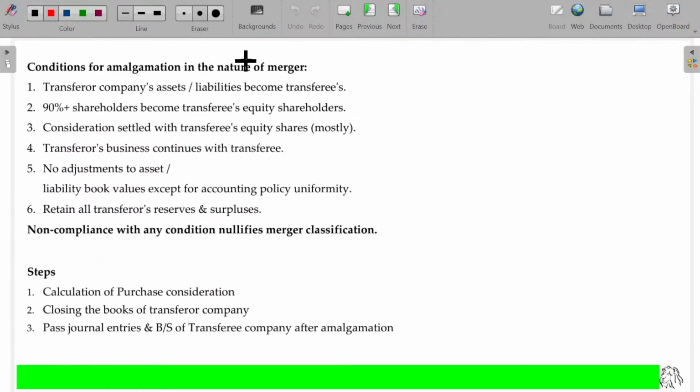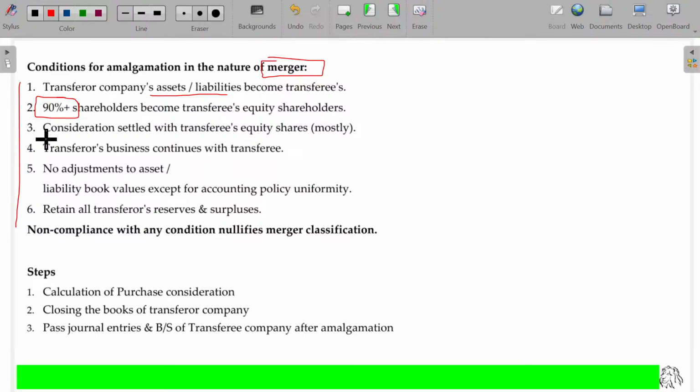And for the amalgamation to be in the nature of merger, there should be 6 conditions fulfilled. All the assets and liabilities of the transferor company become the assets and liabilities of the transferee company. 90 percent plus of the shareholders of the transferor company become shareholders of the transferee company after the amalgamation. There may be some dissatisfied shareholders. It may be less than 10%. It should be settled somehow.